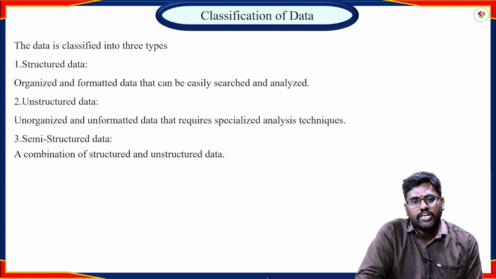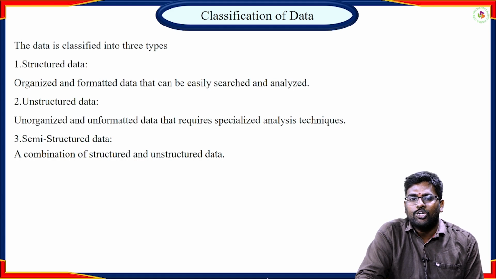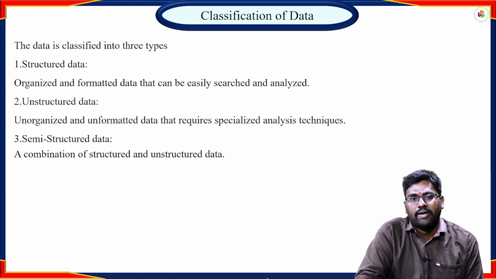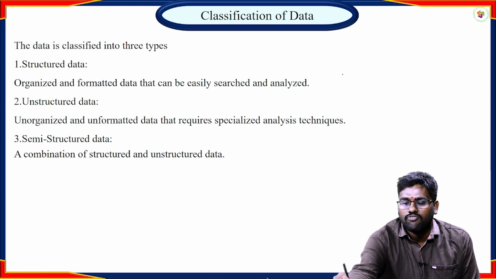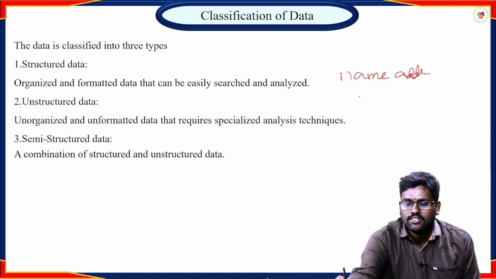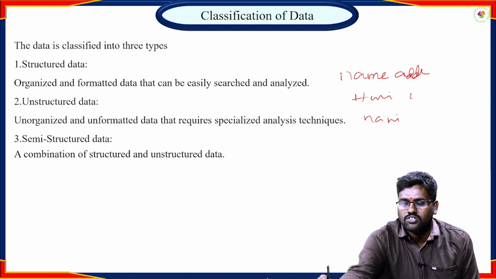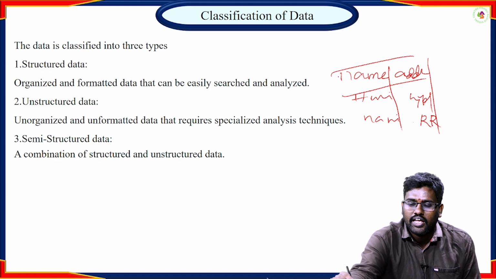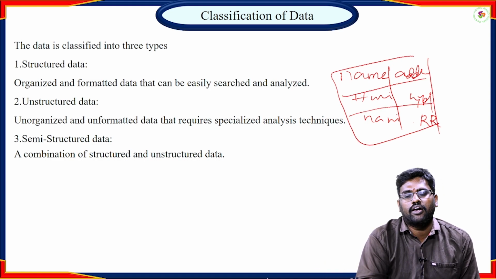Coming to the first one, structured data. Structured data means they need to follow some order to save the particular data. Structured data means the information is stored in table format. For example, if I have to write name and address, I give a name, Hari, and some address, Hyderabad, Rangareddy. So like this, the information is stored in table format, that is called structured data.